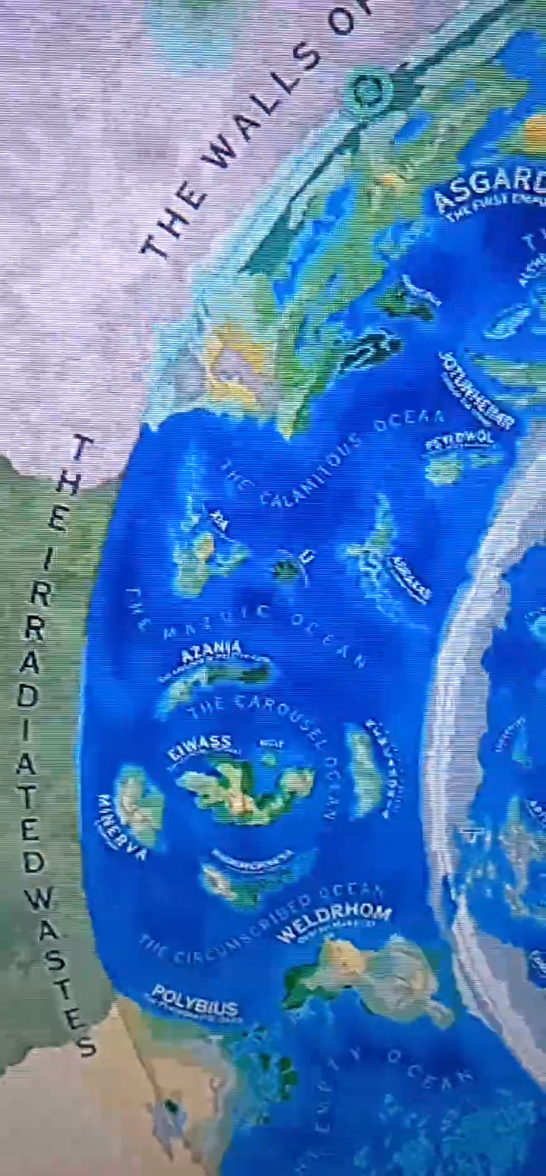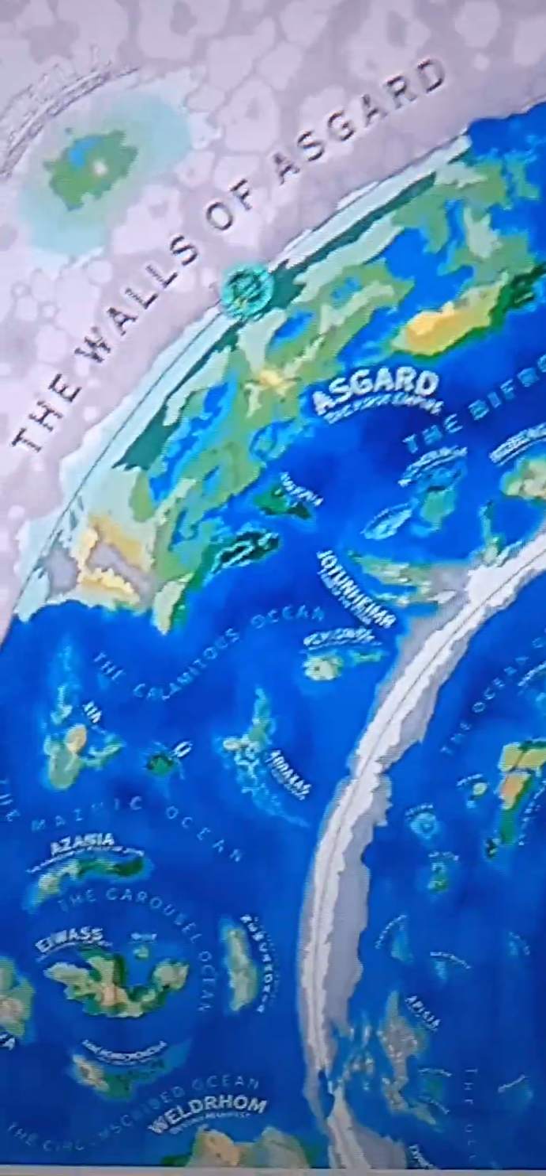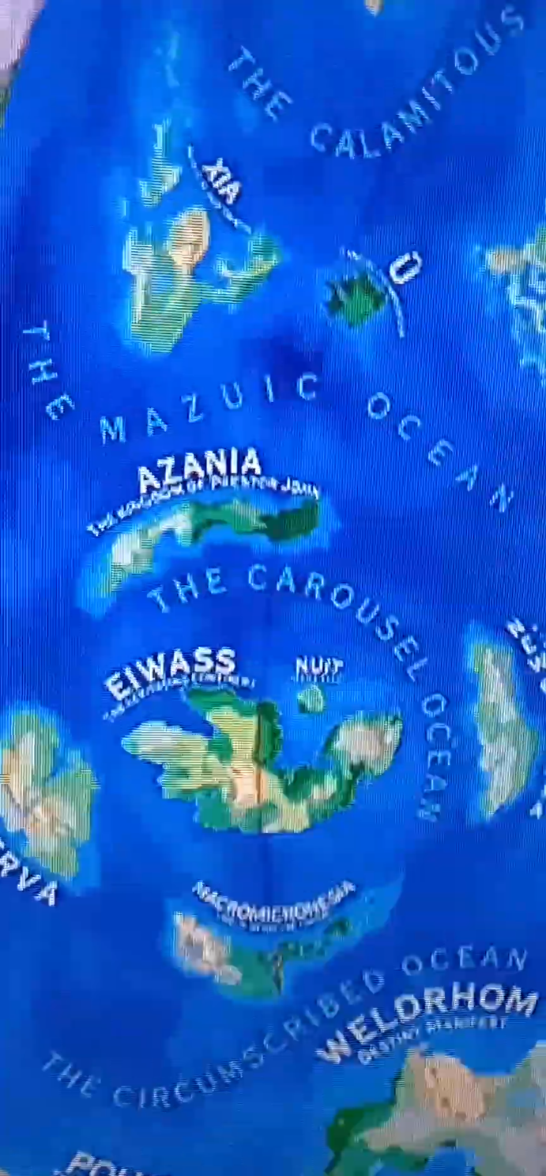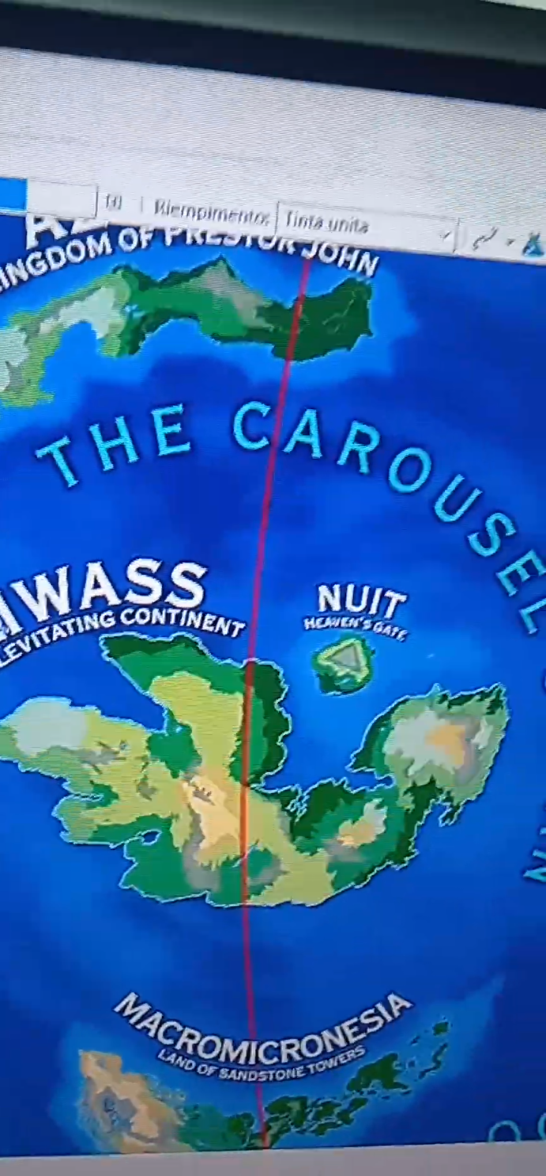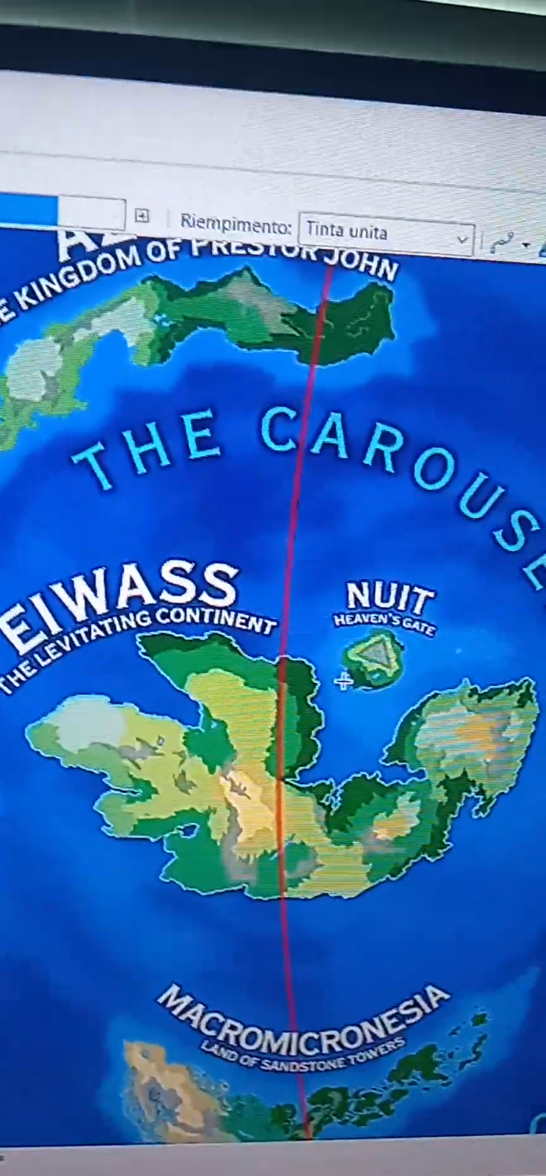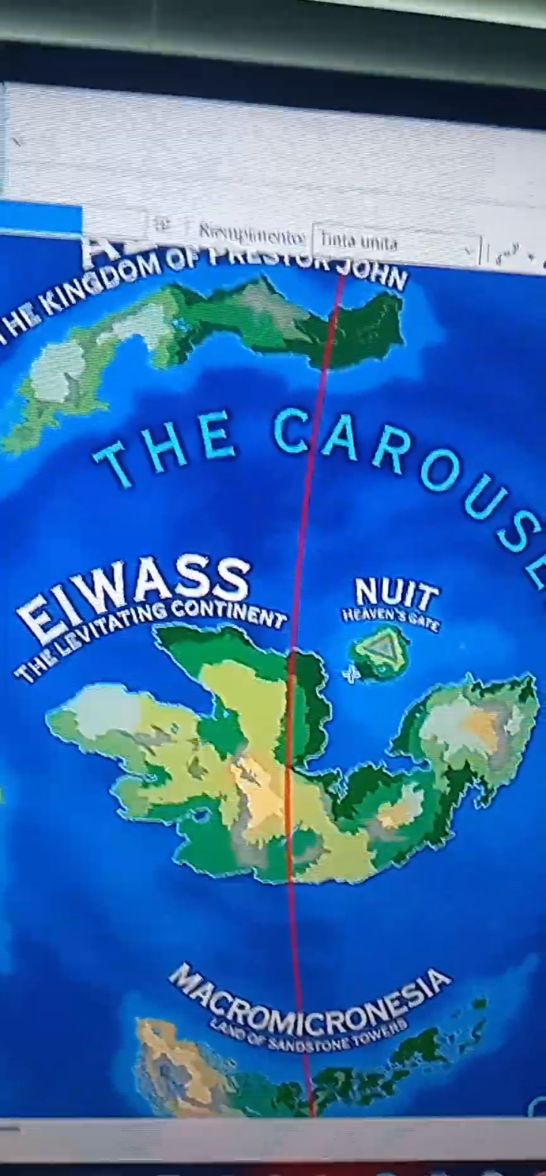In this part of the map, continuing our research. Then, probably in the next continent, we will be moving more north, next to the titanic forests and the sky caverns. That said, let's start already with the first continent we can talk about today. That is the continent of Eiwass. Eiwass, the levitating continent. So, first of all, let's see its geography.